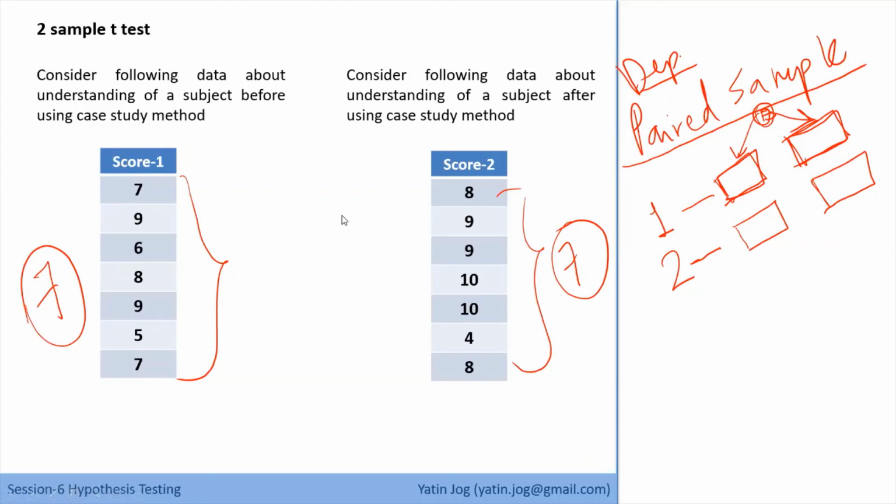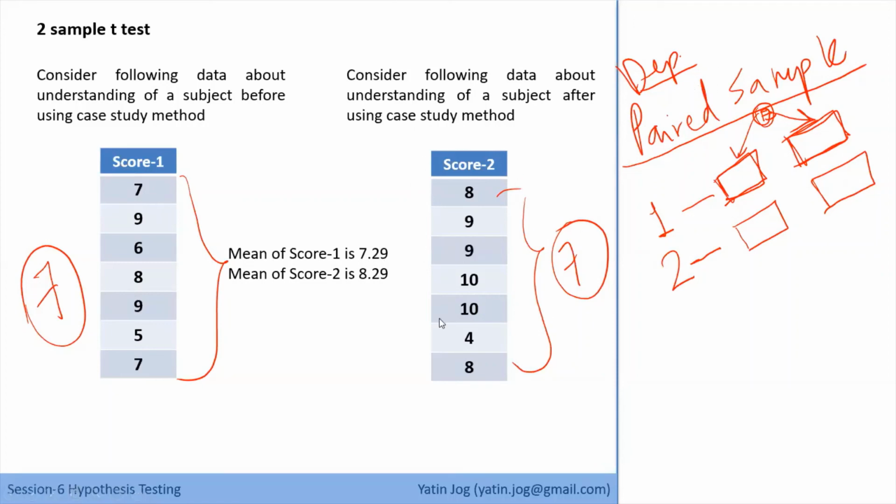If there is a positive effect, then I can conclude that the case study method is, maybe, a better method for teaching this subject. So first step, I'll calculate the mean of score 1. What is the mean of score 1 and what is the mean of score 2? If I see the mean values, the mean of score 1 is 7.29 and the mean of score 2 is 8.29. Only by looking at the mean values, I get an impression that the average score of the second test compared to the first test is better. 8.29 is greater than 7.29.